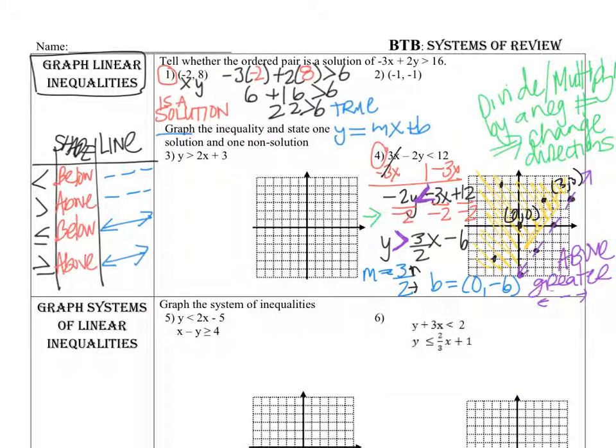A non-solution might be, let's see, how about this point right here? Okay, so that's the point 1, 2, 3, 4, 5, negative 2. 5, negative 2 is a non-solution. So that's what you're going to be doing for this square. Okay, let's move on to our next question.